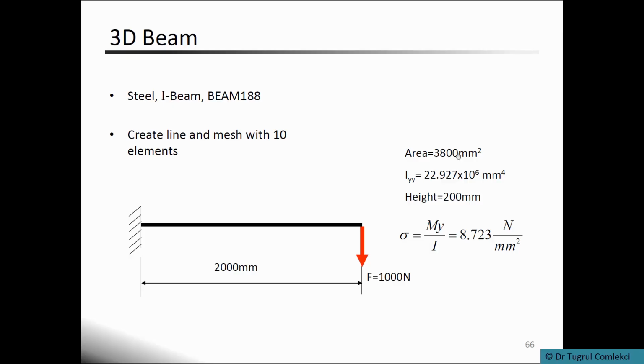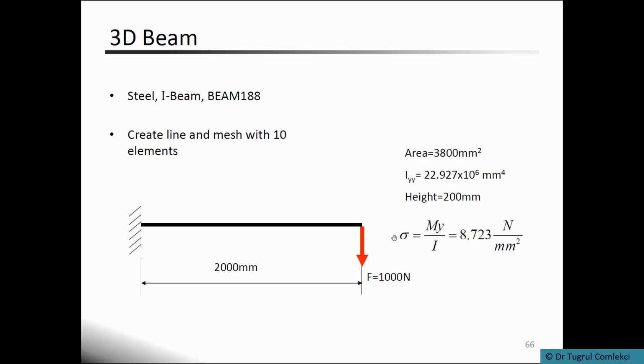And we will give the beam a cross-section property of area 3800 millimeters squared. The second moment of area IYY is 22.9 times 10 to the power of 6 millimeter to the power of 4, height 200 millimeters.